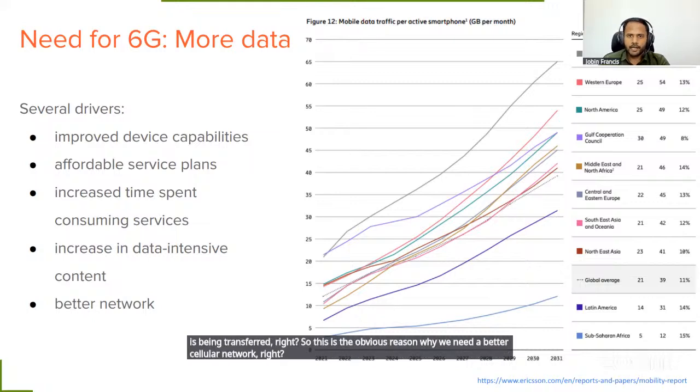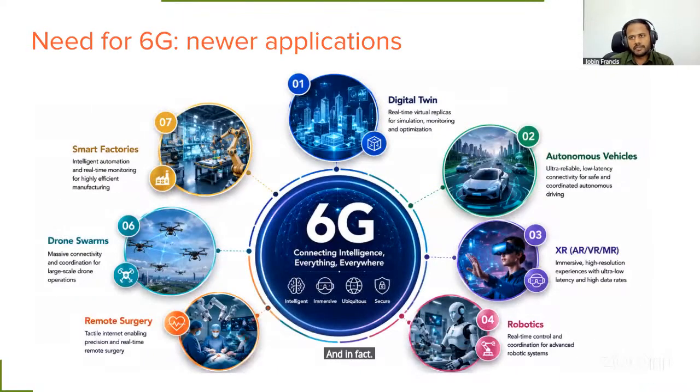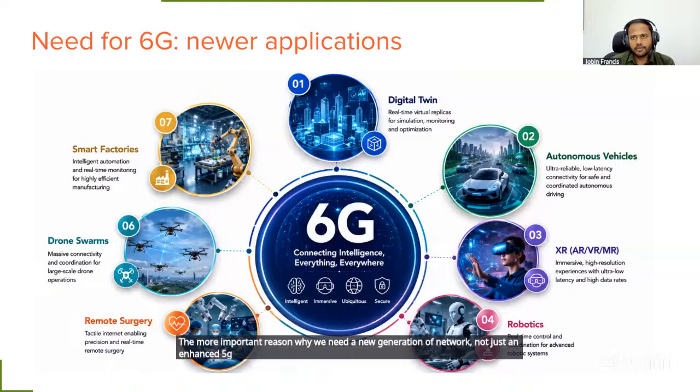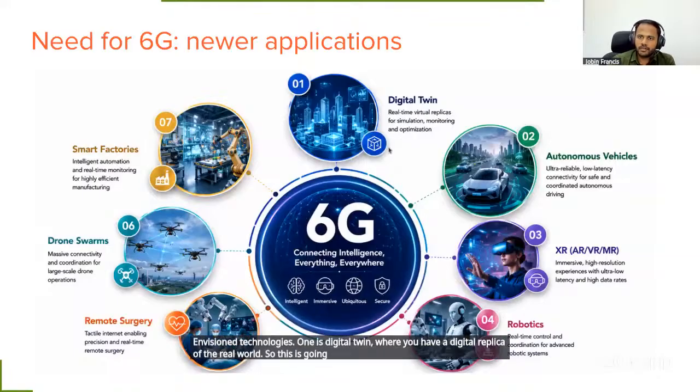But does it alone warrant a 6G network, right? So can we just work with an enhanced version of 5G? And in fact, the more important reason why we need a new generation of network, not just an enhanced 5G, is the sort of new applications that we envisage this network to support, right? So all of these are some envisioned technologies. One is digital twin, where you have a digital replica of the real world. So this is going to be again based on real-time inputs as well as a lot of AI, right?